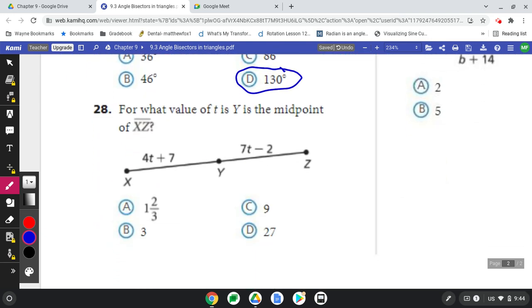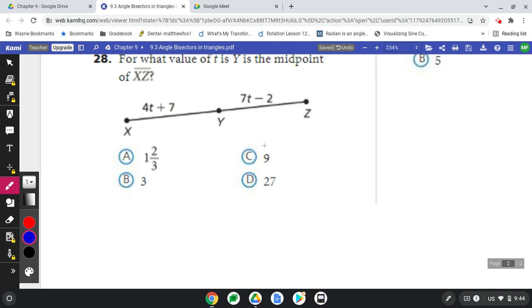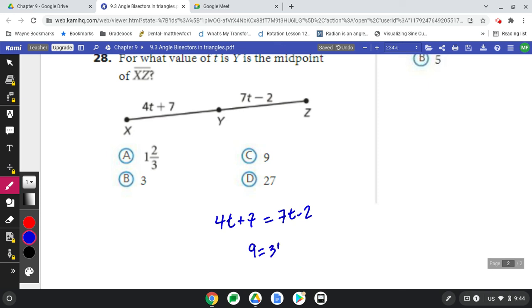All right, the next review question here says, for what value of t is y the midpoint of xz? So if y is the midpoint, that means it's in the middle, which means each of these would have to be the same. The only way that can happen is if they are equal. Okay, so 4t plus 7 must equal 7t minus 2. We'll add 2, subtract the 4t, we'll give 9 equals 3t. Divide by 3, and t will equal 3. Okay, that is the only way it's possible.